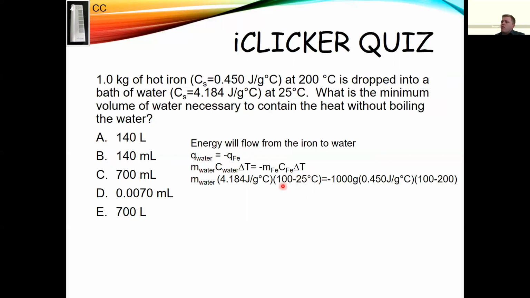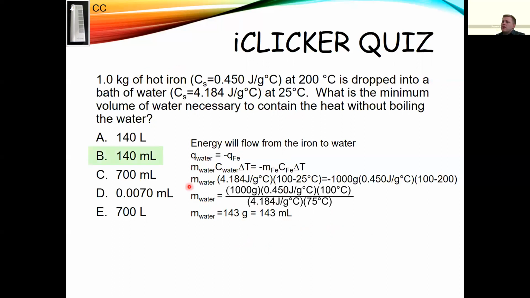So our delta T for our water is 100 minus 25. And our delta T for the iron is 100 minus 200, because the iron is starting at 200. But it has to equilibrate with the water, go down to 100 degrees Celsius. All right, now it's just simple math. We take this guy and divide it over here. So for the mass of our water, we find that we need 143 grams to contain all the heat from this 1 kilogram of hot iron. And 143 grams equal to 143 mL of water. When we take sig figs into consideration, we find that it takes 140 mL of water.